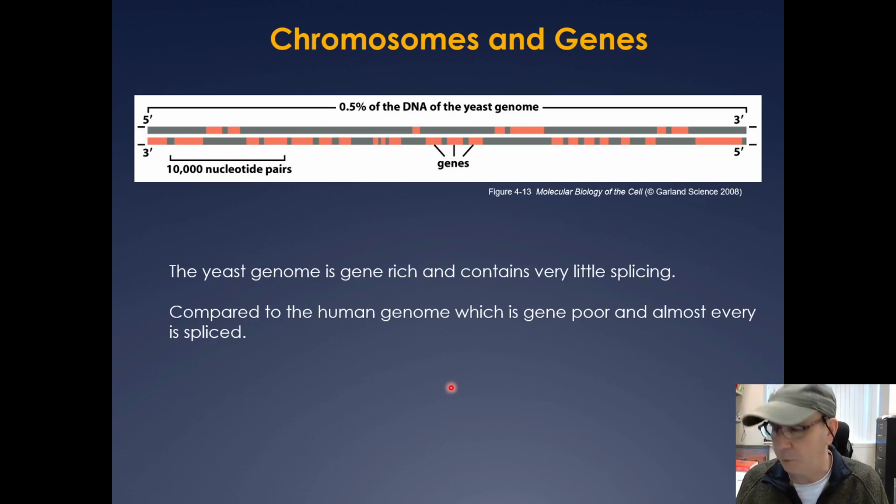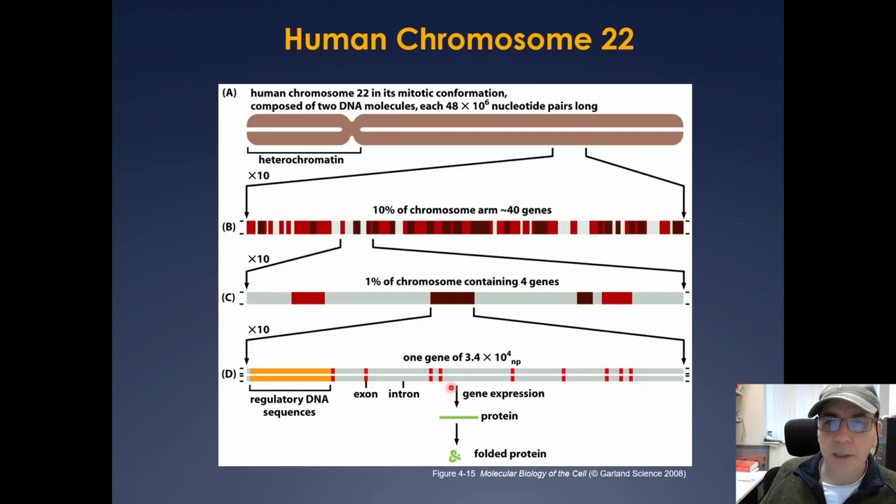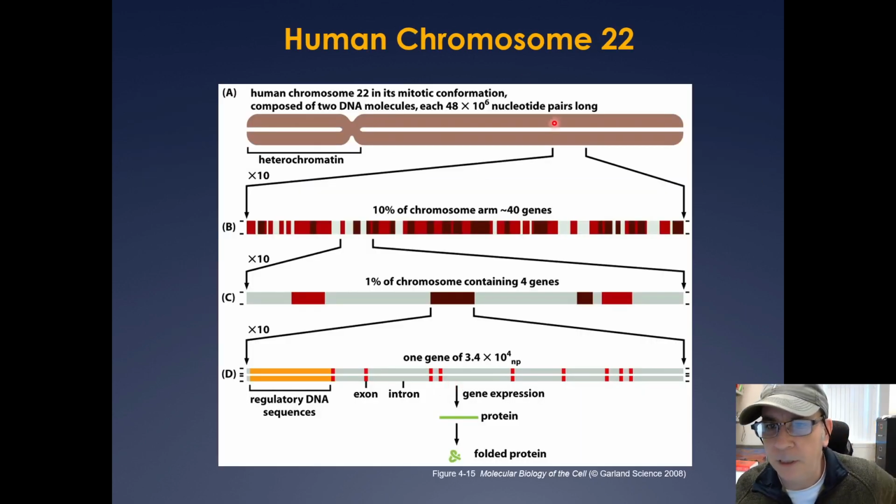And if we look at the human chromosome, this happens to be human chromosome 22, in its mitotic conformation. If we blow up a little section of it, 10% of that chromosome arm will contain about 40 genes. These are shaded here. And if you take 1% of the chromosome there, you'll see that it contains about 4 genes.